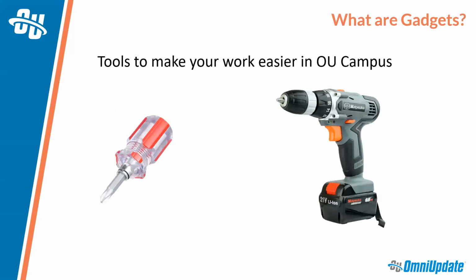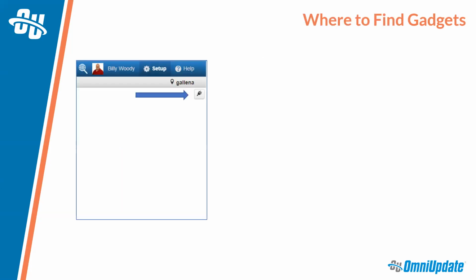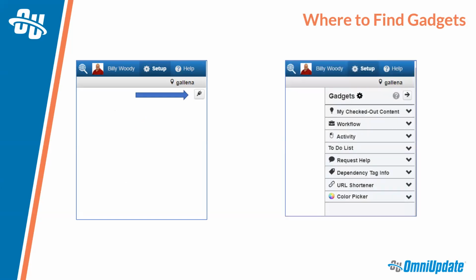So what are gadgets? Gadgets are essentially tools that are designed to make your life and your work inside of OU Campus a little bit easier. They streamline functionality and just help you work smarter instead of harder. And where do you find your gadgets? The gadgets can be found underneath this little plug icon, which is on the top right-hand side of your interface. And when you click on that, this will open up your gadget view. This slides out from the right-hand side, and all the available gadgets that you have will be listed right here.